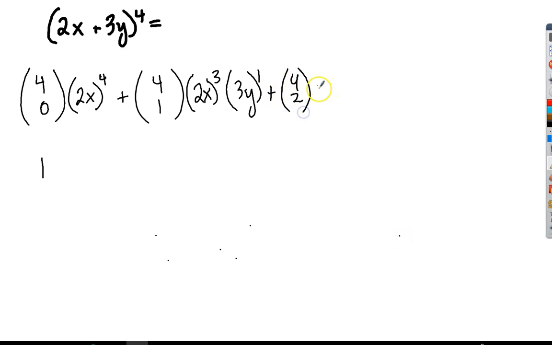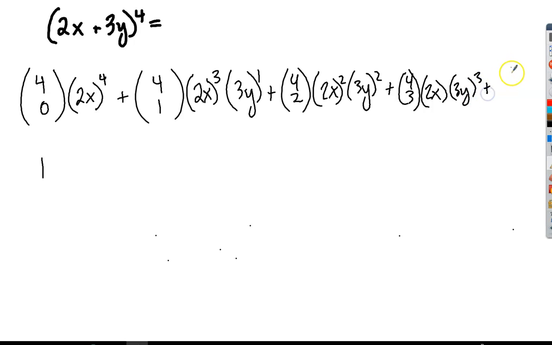Then 4C2, 2x, 2x down by a power squared, up by a power squared. 4C3, down by a power, up by a power. And last but not least, 4C4. This is gone now completely, and you should just have your 3y to the full power of 4. Okay, so again, if you already know your expansion for the fourth row, then that makes this a lot easier.